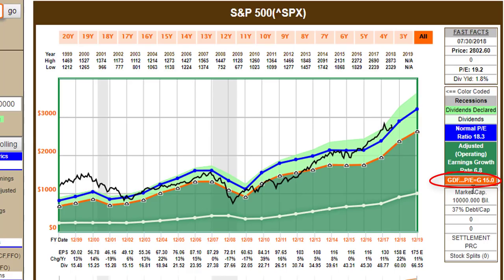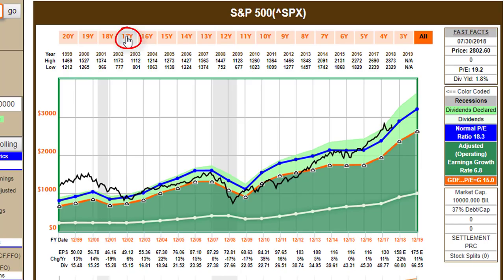The orange line on this graph represents a PE ratio of 15, and the blue line represents a PE of 18.3. I'm going to shorten this graph a little bit because I want you to notice this real high period of valuation where you had PEs up here in the high 20s, and you'll notice as that led to poor performance for the next several years.